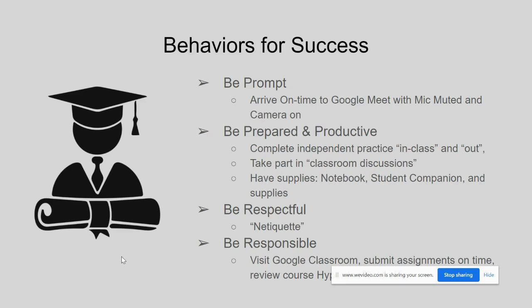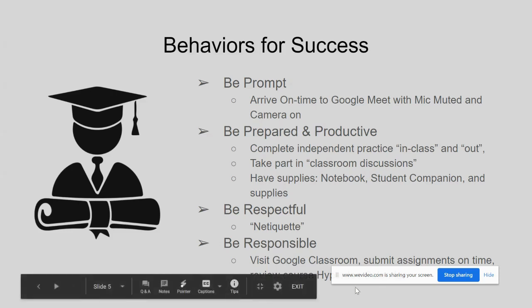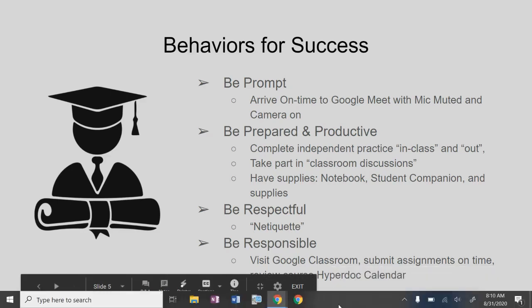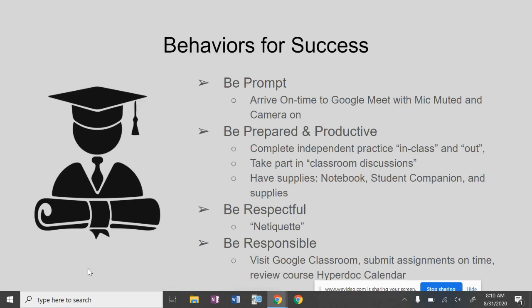Being respectful: I've had no issues, knock on wood. The etiquette, which is now called netiquette, of having that respectfulness when you are in the classroom on the computer. And then, of course, sharing some responsibility: visiting the Google Classroom, submitting assignments on time, and seeing the calendar weekly for the class.